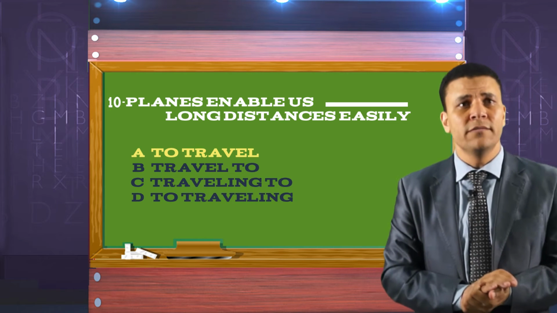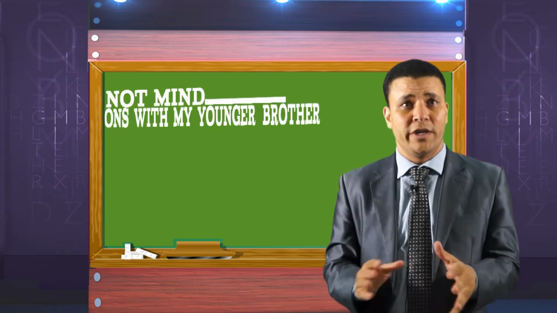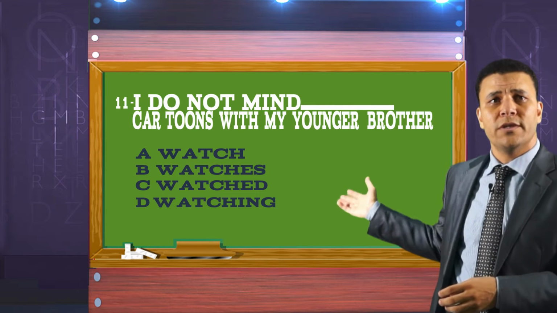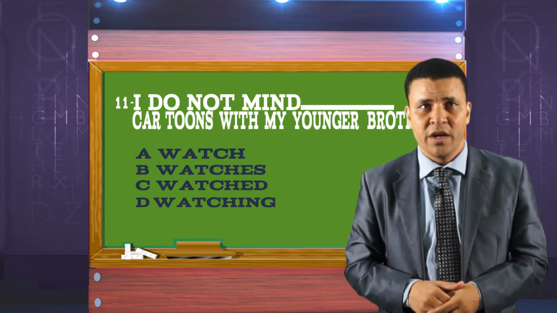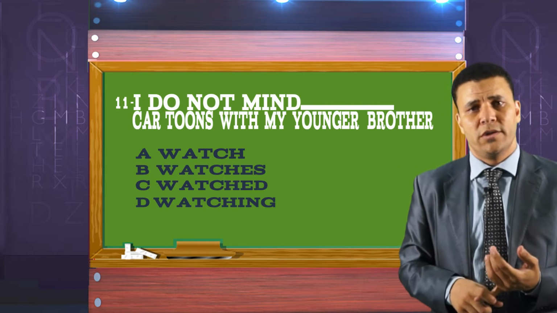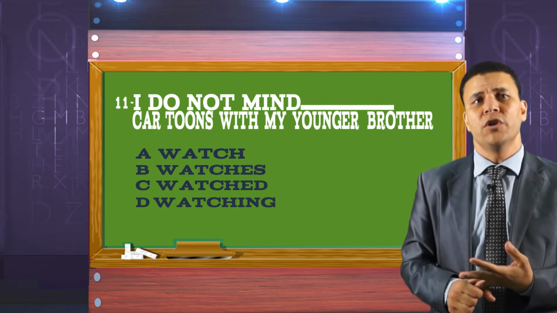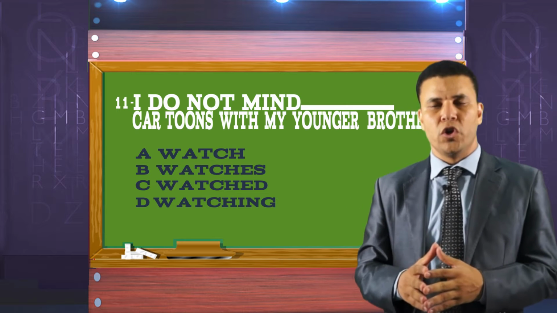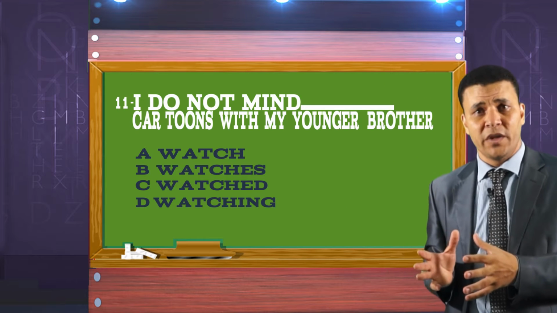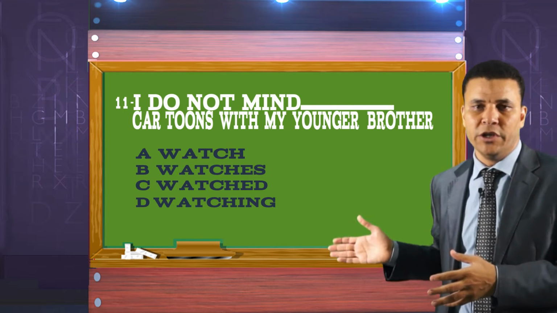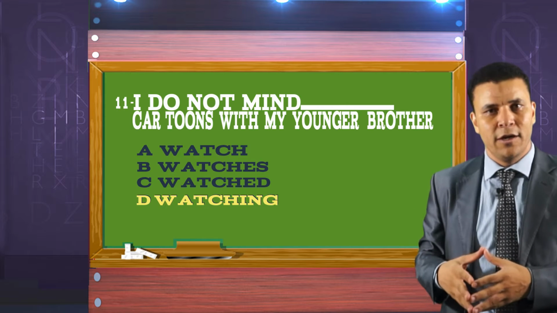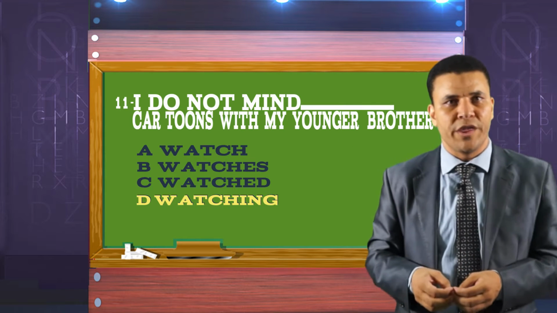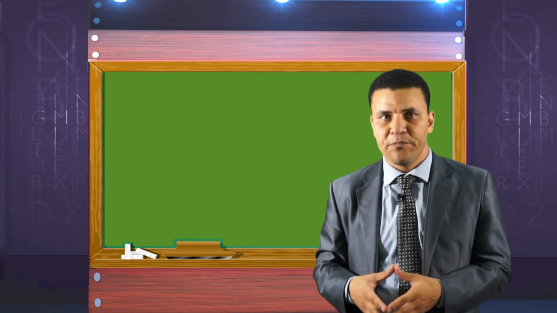Proceed to number 11, still in the same idea of gerund and infinitive. I don't mind cartoons with my younger brother. I don't mind watch, I don't mind watched, I don't mind watching. You know, the word mind is followed by a gerund, ing. So the correct answer here is D, watching. I do not mind watching cartoons with my younger brother.